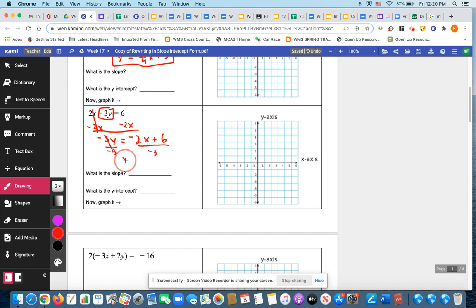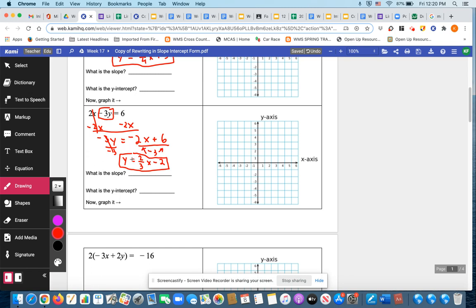And just like the previous examples, this division of negative 3 goes to both terms. So I'm left with y by itself. Negative 2 divided by negative 3, it does not go in evenly, but we do know a negative divided by a negative is a positive. So I'm left with 2/3 x, and 6 divided by negative 3, that goes in evenly, negative 2. So once again, I have slope-intercept form.